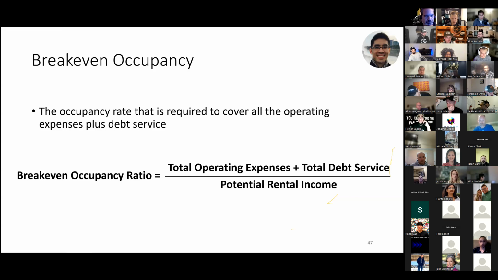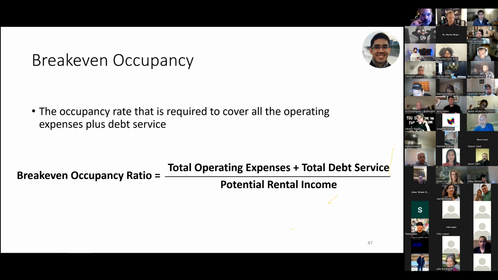Typically, the lower the break-even occupancy ratio, the better and less risky the investment is. So for example, if you have a 100-unit property and the break-even point is 95%, that means your property has to be 95% occupied for income to cover all your operating expenses and your loan payments. That gives you a very small margin of error. So having just 5 units empty will cause your property to be cash flow negative. Most break-even occupancies fall between 60 to 80%.